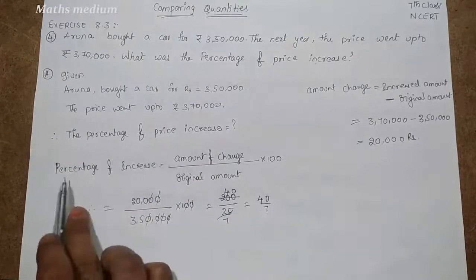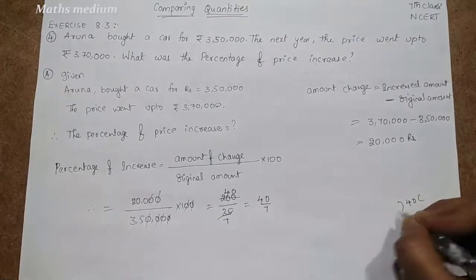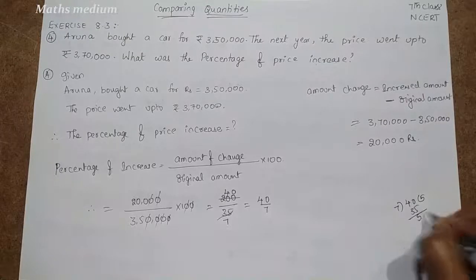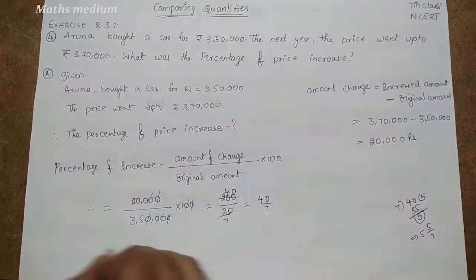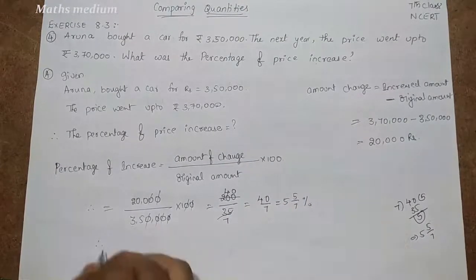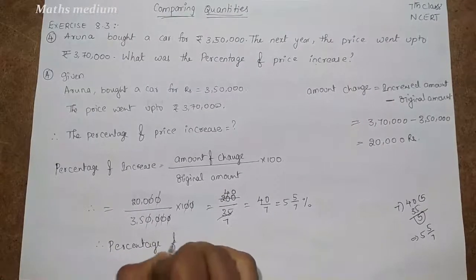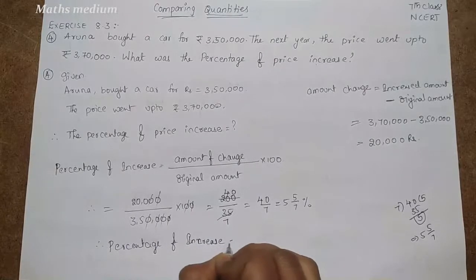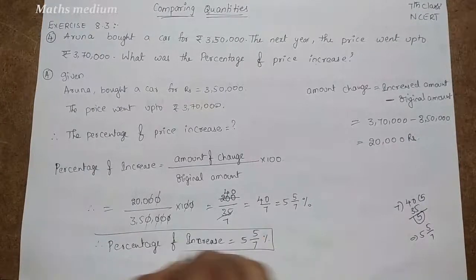We have to find the percentage of increase. So take the 40 and divide by the 7. 7 5s are 35, remainder 5. So write it as a mixed fraction, 5 5 by 7. Therefore, percentage of increase is equal to 5 5 by 7 percent. So this is the answer for this one.